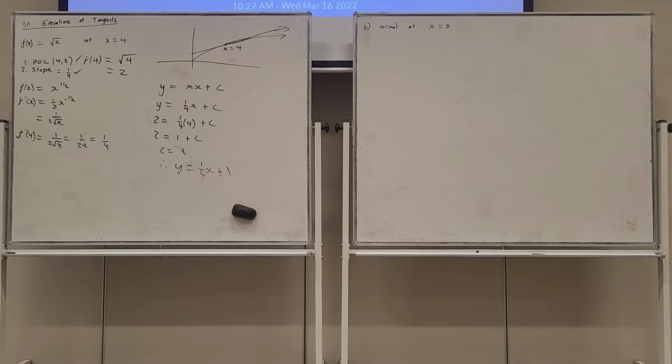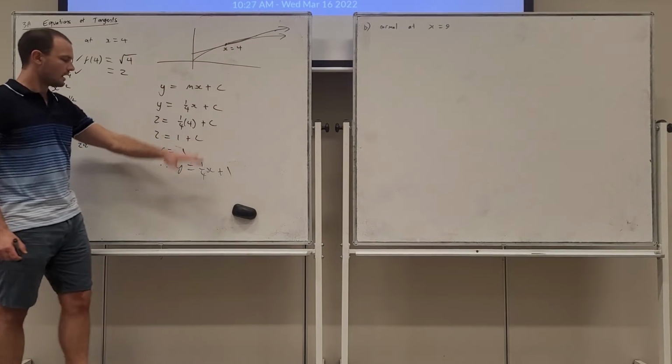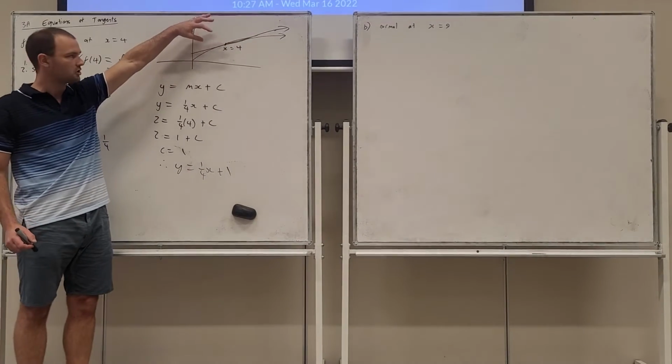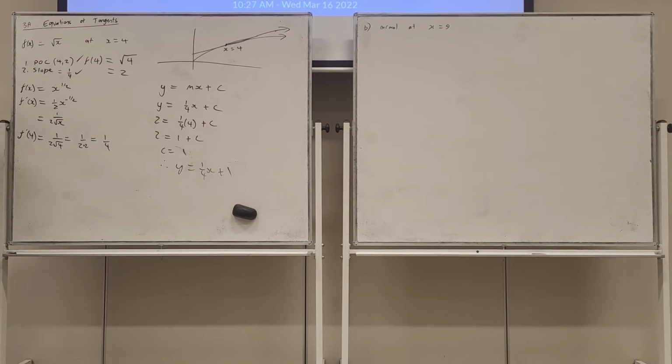Just putting the point of contact in and then processing accordingly. If you were to graph root x and you were to graph this line, you would see that it just touches each other, at x is 4, y is 2. Any questions about that one?